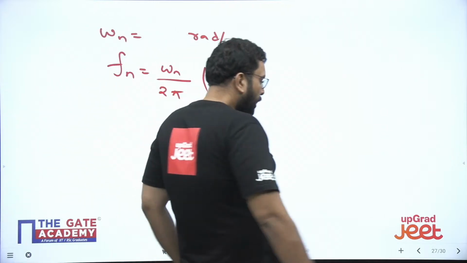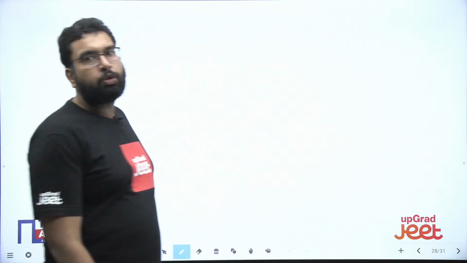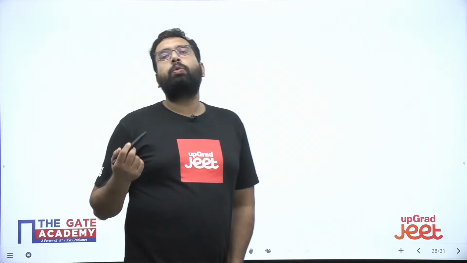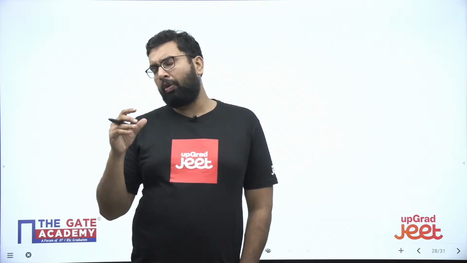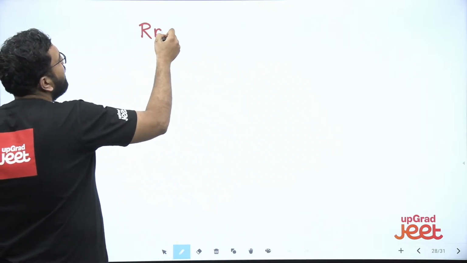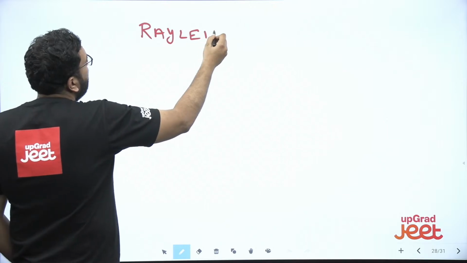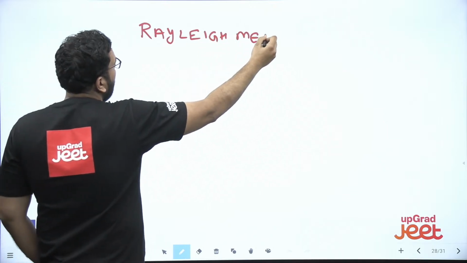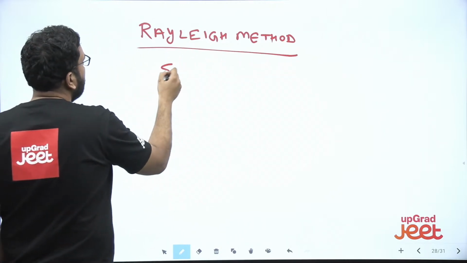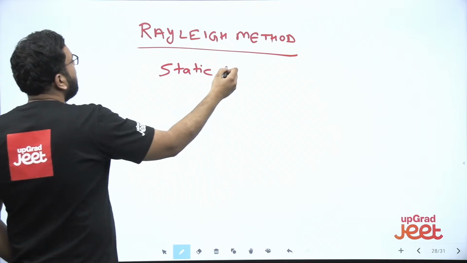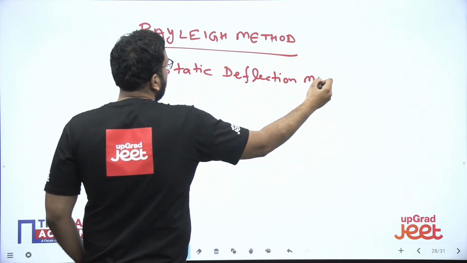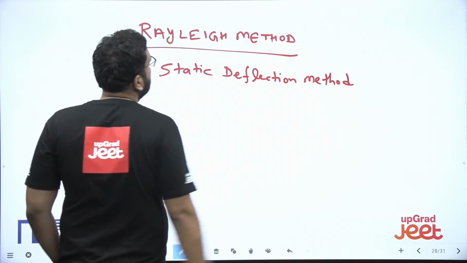Wonderful. Now, till now we have been talking about natural vibration only. Now there is one more way to find it, which is particularly useful in some kinds of problems. We call it the Rayleigh method. What is this Rayleigh method? Sometimes we also refer to it as the static deflection method.